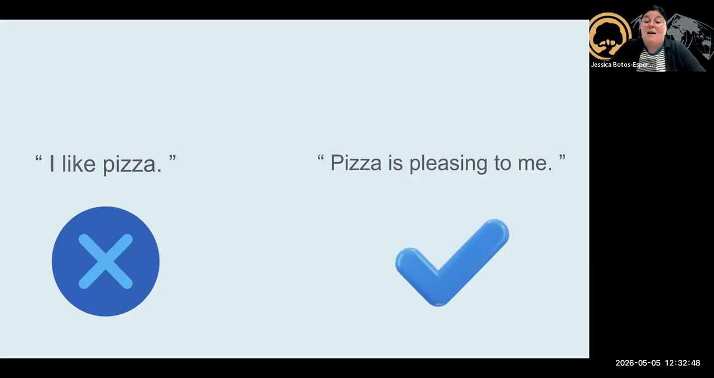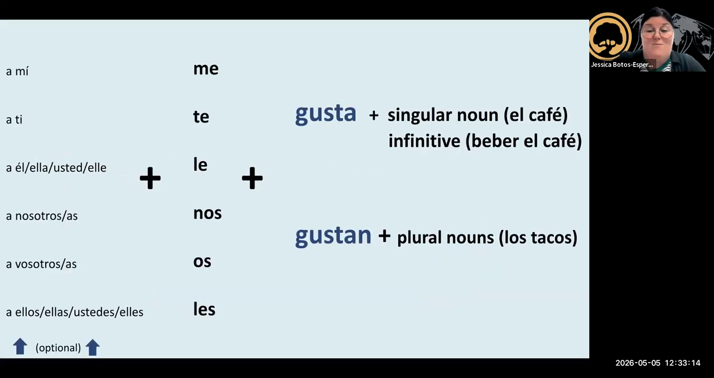This is a great example of how we do not translate literally from English to Spanish. Instead, we interpret the idea and figure out the best way to say it in the target language. So, yes, gustar is often taught as to like, but that's not exactly what it means. And it might feel a bit backwards at first, but once you understand the idea, it actually makes a lot more sense. So, let's go to step two, the grammar structure of how to actually use the verb gustar.